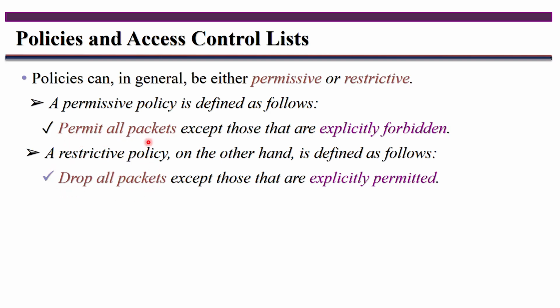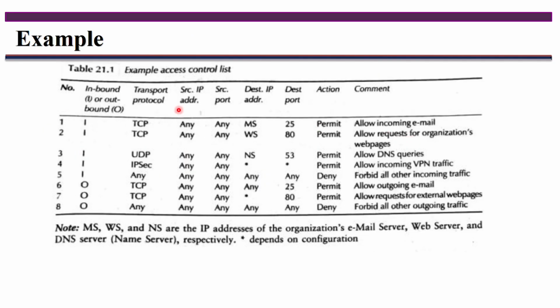Whereas in permit all packets, whatever packets come, all those packets it permits to enter here. Explicitly forbidden means what? Some of the packets it discards here. So this is one of the examples for an access control list. As I told, the access control list contains a set of rules, and based on those rules your firewall will decide whether to accept or whether to drop here. So this is one.